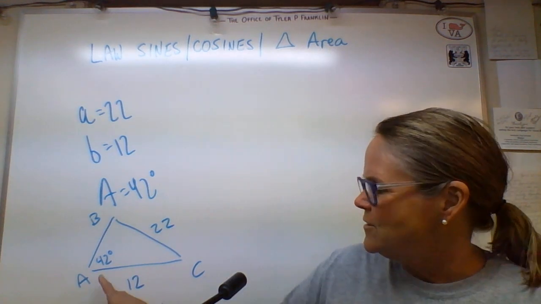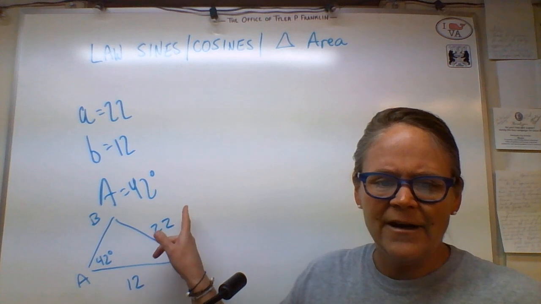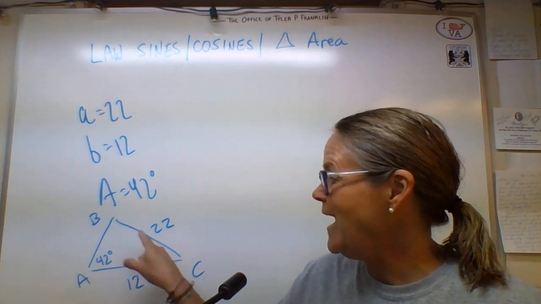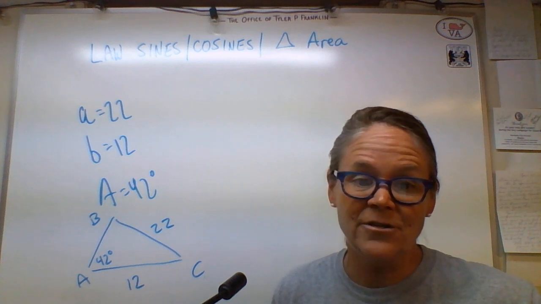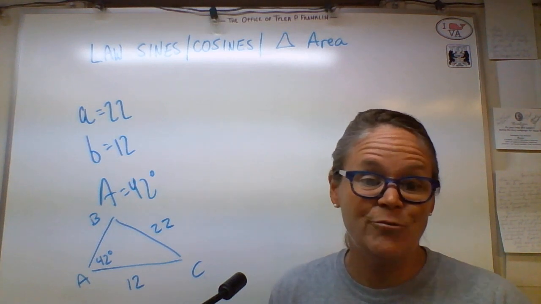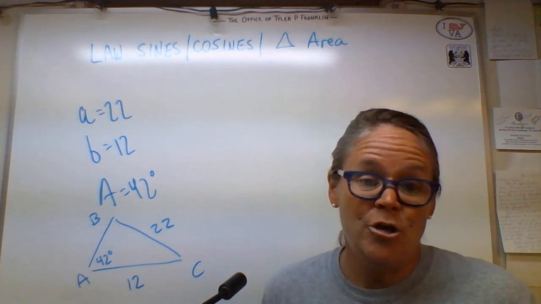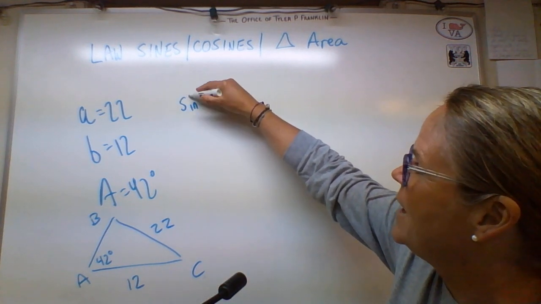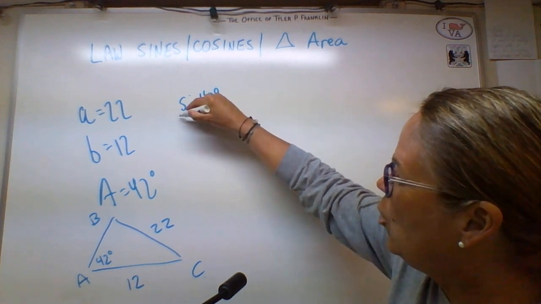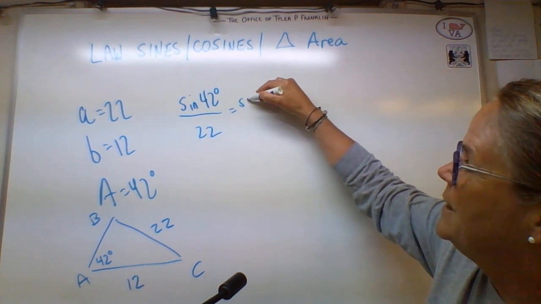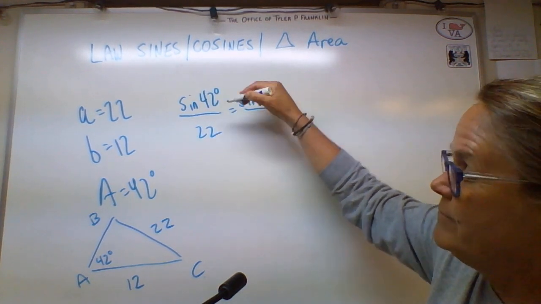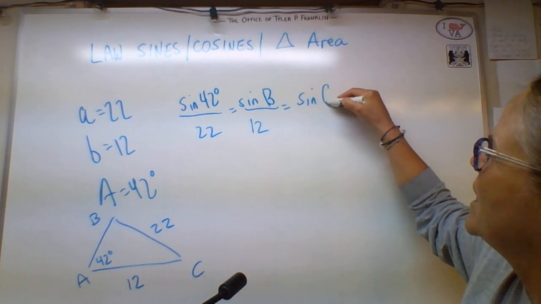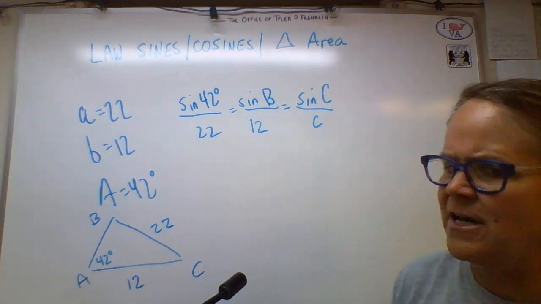So if you look at this, what you want to notice, you have a side across from an angle. Law of sines is going to work. Now, you can't find those two angles. It's not like they're subtract and divide by 2. You don't know what they are. So you set it up. Sine of A over a equals sine of B, you don't have it, over 12 equals sine of C over c.